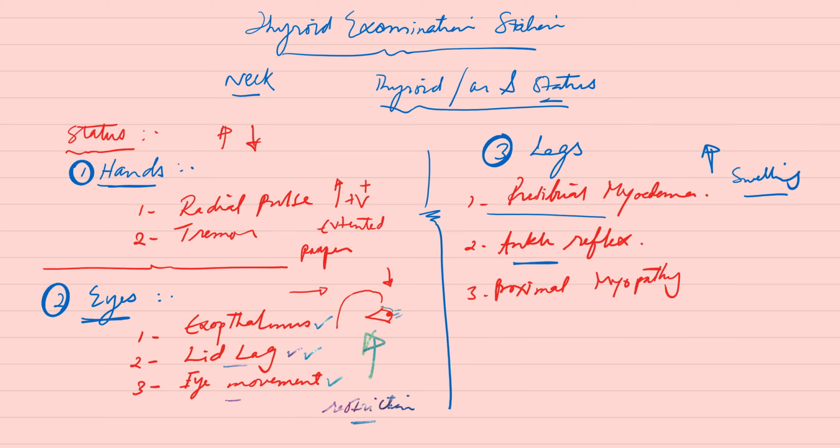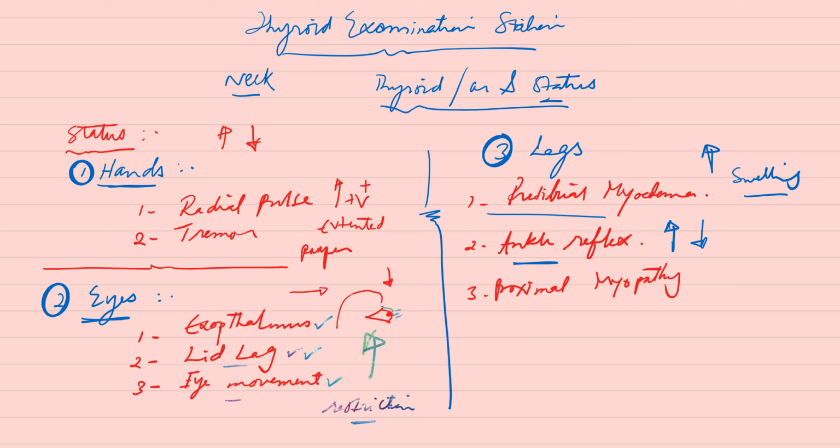The second point is the ankle reflexes. You are going to ask the patient to kneel on the chair, facing the opposite side. Instead of sitting and facing to the front, he is going to put his knees on the chair and face the back. So his ankles and feet will be free, and at this point you can do the reflex. If you find it exaggerated, this is hyperthyroidism. If it is slow, it is hypothyroidism.